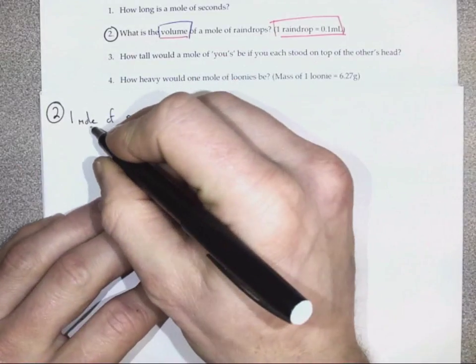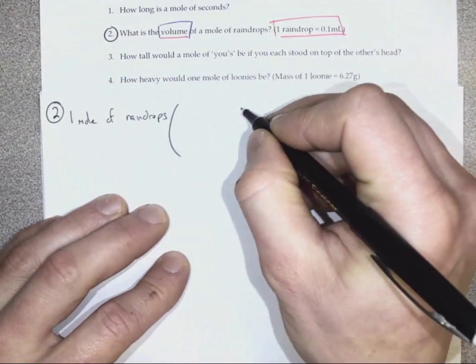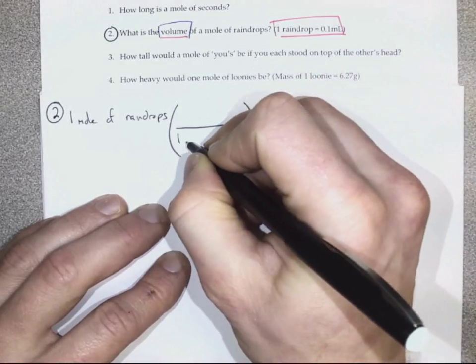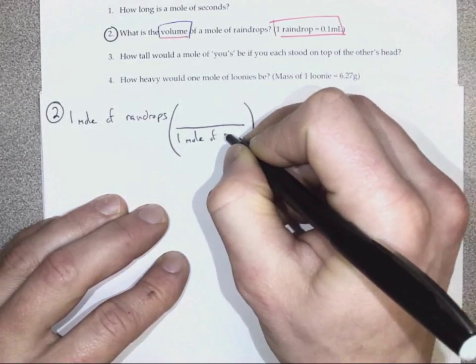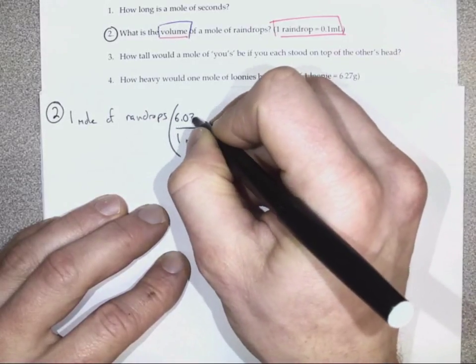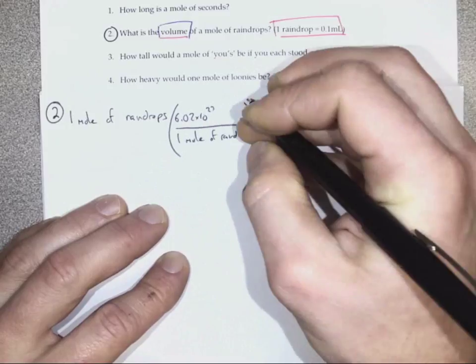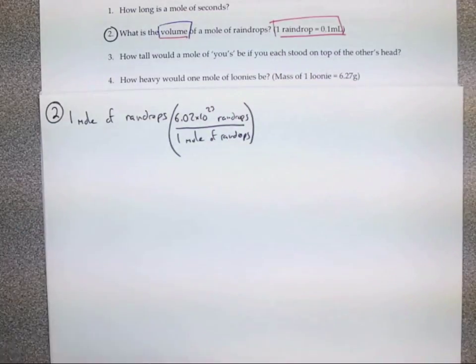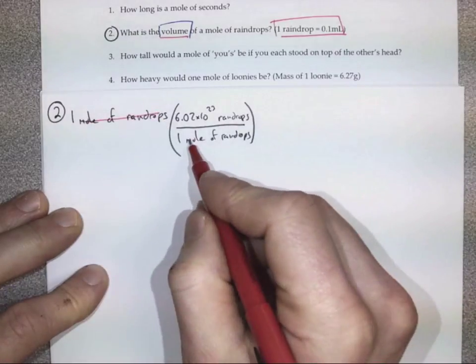And then we're going to turn that unit of moles of raindrops into just a number of raindrops, which is to say 1 mole of raindrops is the same thing as 6.02 times 10 to the 23 raindrops. And that has the function of canceling out moles of raindrops.